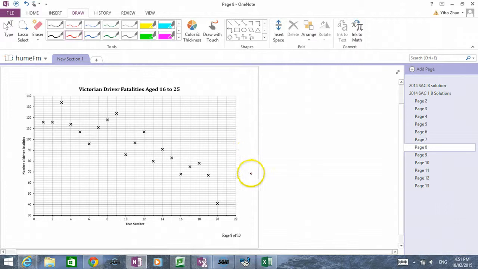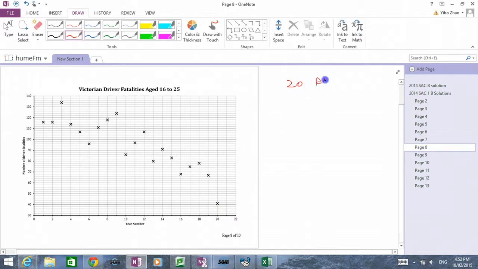Okay, we have a scatter plot, and each dot is a data. Step 1, I need to find how many data I have. So I start counting the number of data. I have 1, 2, 3, 4, 5, 6, 7, 8, 9, 10, 11, 12, 13, 14, 15, 16, 17, 18, 19, 20. I have 20 dots. That means I have 20 data.